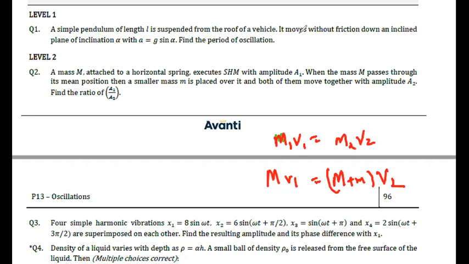Clear? And we know that velocity, let's take V max, because everything else will cancel. V is equal to omega A. How many of you remember? So V1 is omega 1 A1, and it will be capital M plus small m, V2 is omega 2 into A2. Yes or no?